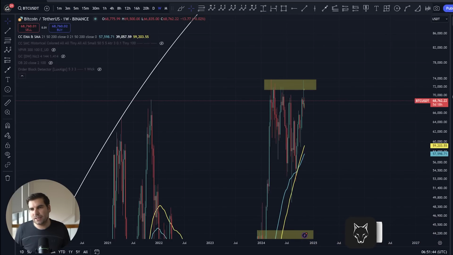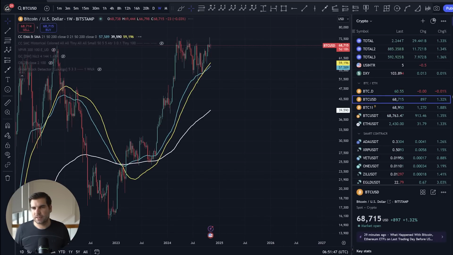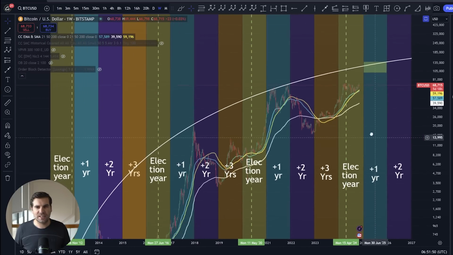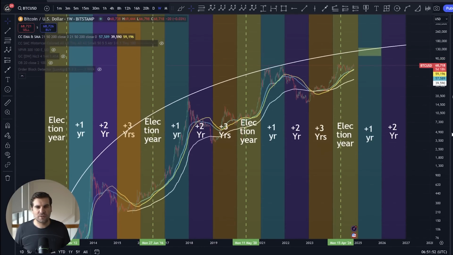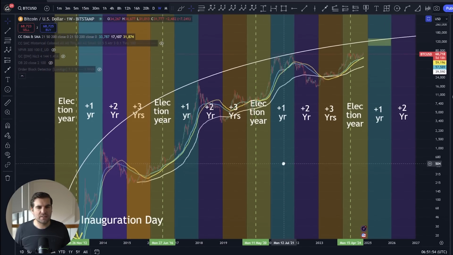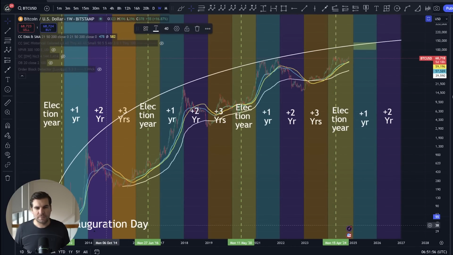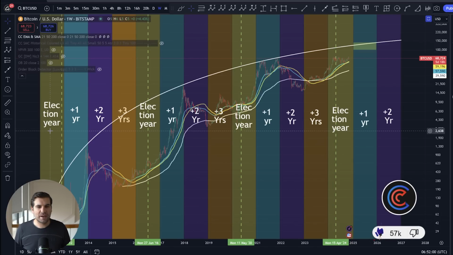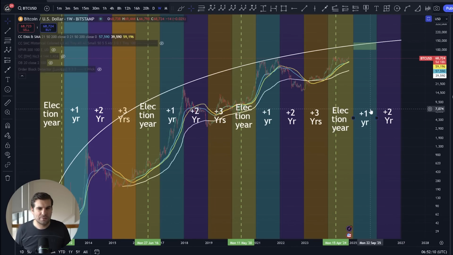Roll this up into a weekly and bring in my Bitstamp data. Okay, on this Bitstamp data, you guys would have seen this before. This essentially is all of the history of BTC broken down into the US election years. We go ahead and clear out some of this noise. Okay, so here we have back in 2012, an election year, then 1 year after, 2 years after, 3 years after, election year, 1, 2, 3, election year, 1, 2, 3, election year, 1, 2, and of course, you know, go into the future.